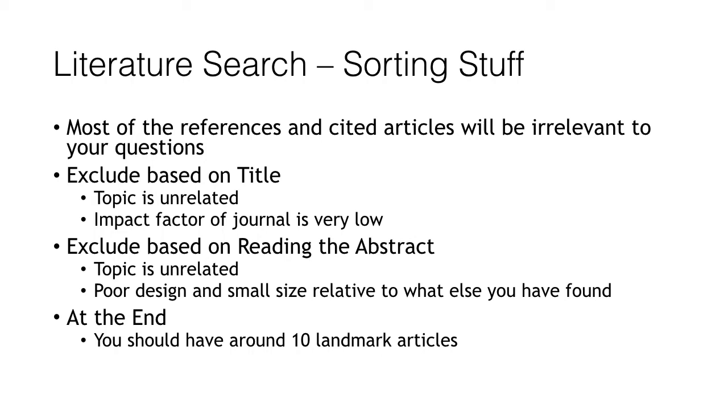Either the topic is unrelated, even though the title seemed like it was related, or they're of really poor design and small size relative to what you find. So if most of the papers include patients in the hundreds, and you find a few where the N is only in the 10s or 20s, then you can most likely exclude those articles because they're not going to be that significant in the end. And so finally, when you're done with the sorting, you should have about 10 articles that you can dig into, okay?